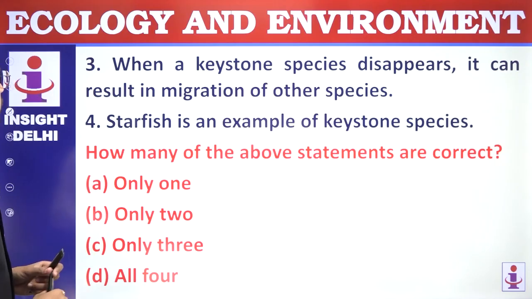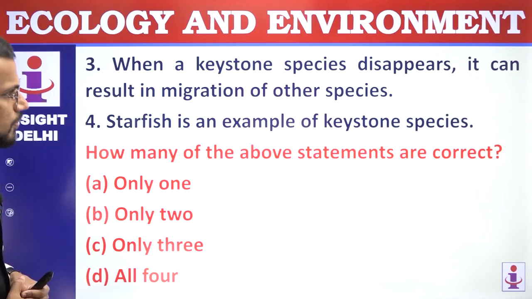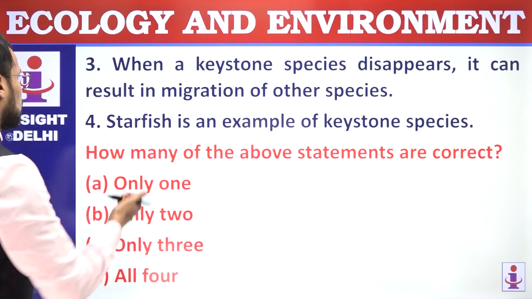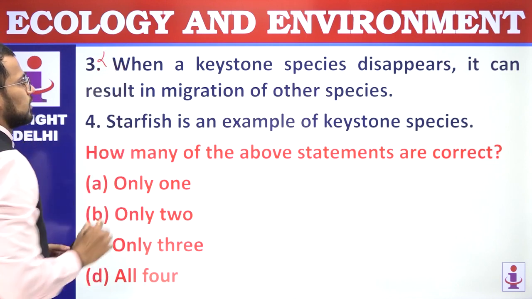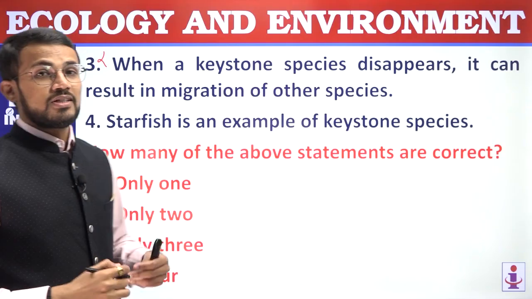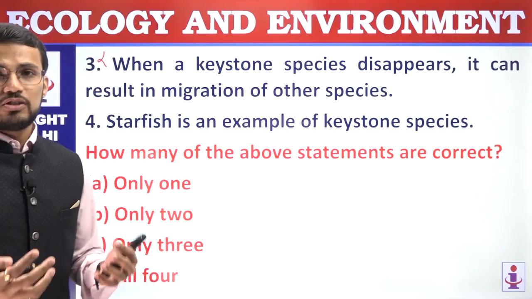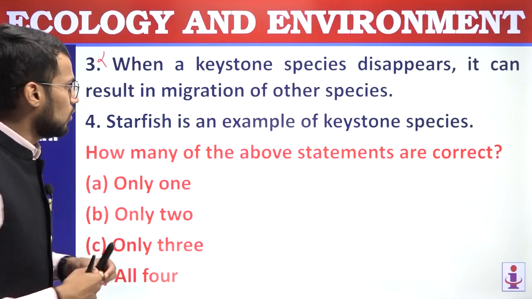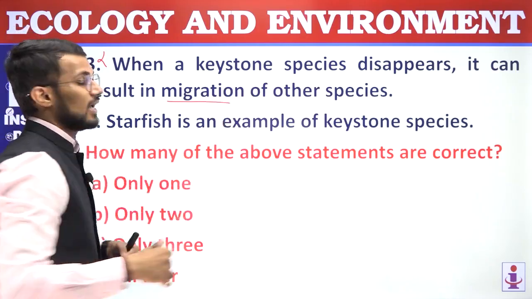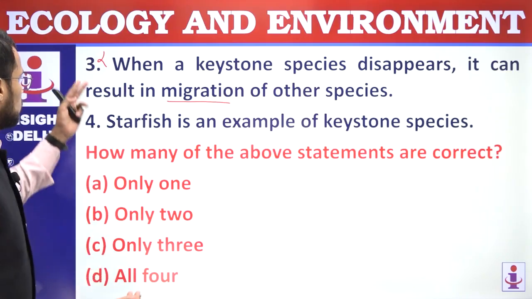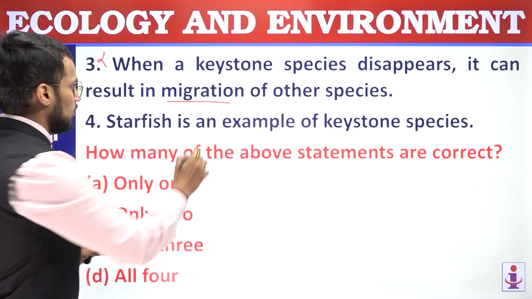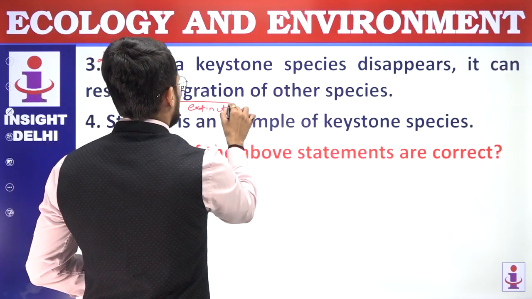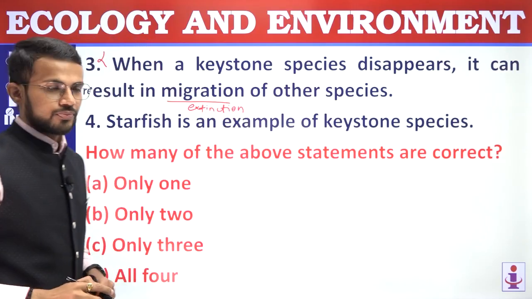Third, when a keystone species disappears, it can result in migration of other species. Now, this is an incorrect statement because when a keystone species disappears, what will happen to other species? They will also go extinct, right? They will not migrate, they will go extinct eventually. So, the third statement is incorrect. Why? Because it is not migration, it is extinction that will occur with other species.